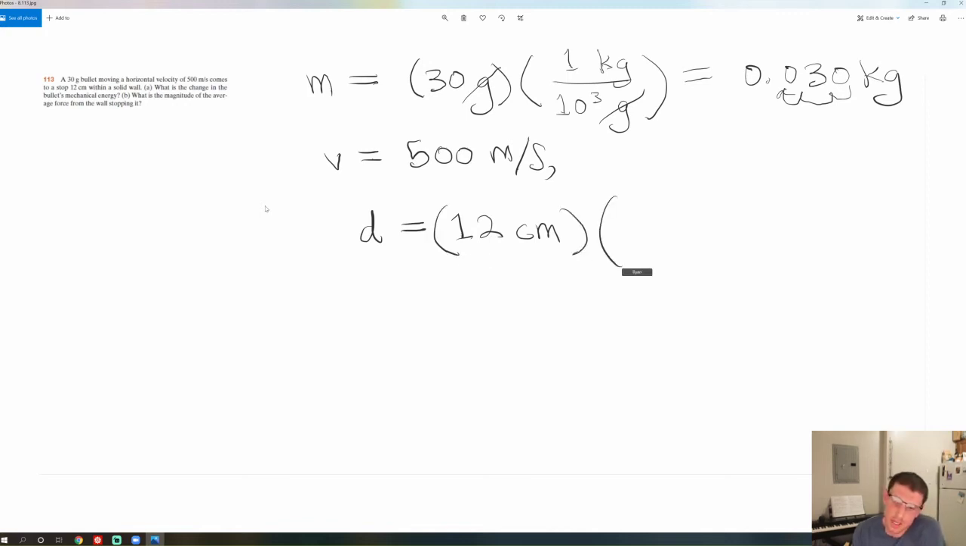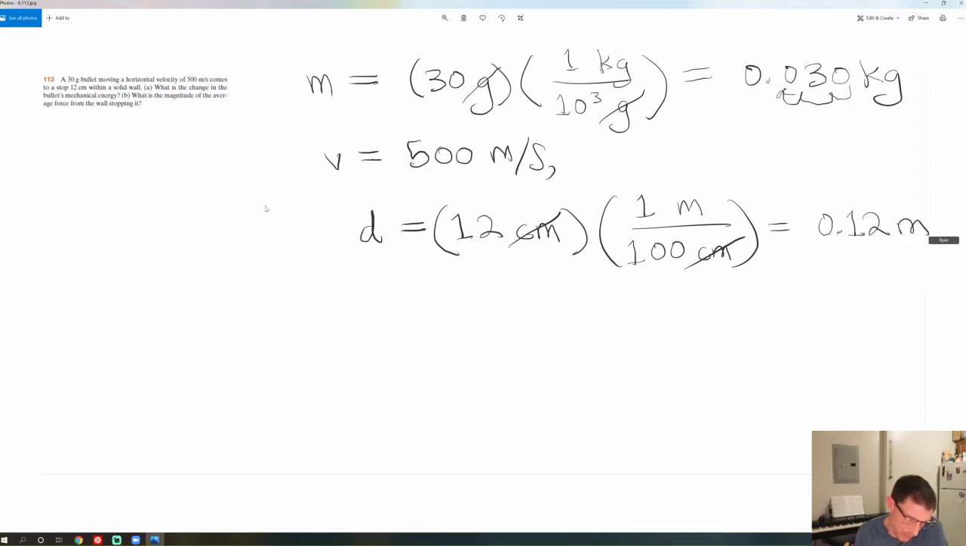And a centimeter, right, is 1/100th of a meter, or another way of saying this is that 1 meter contains 100 centimeters, right? So these centimeters cancel, and we divide 12 by 100, and we should find that this is 0.12 meters, okay? And I think that's all we have to do as far as converting units goes.